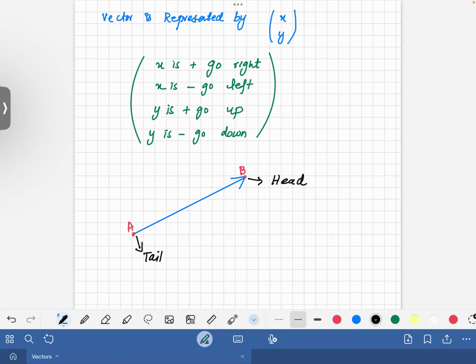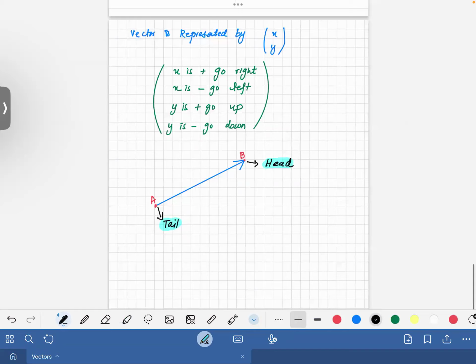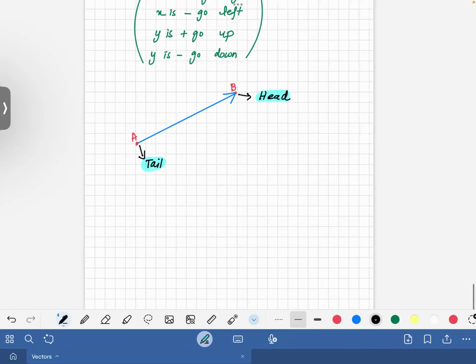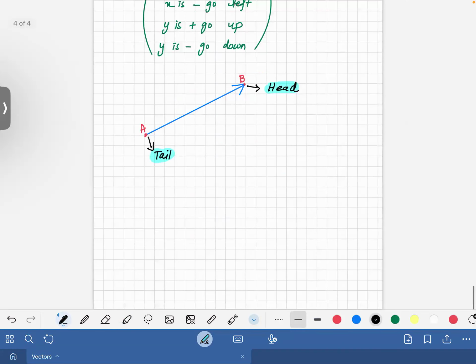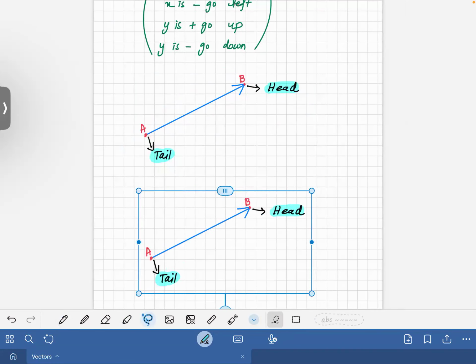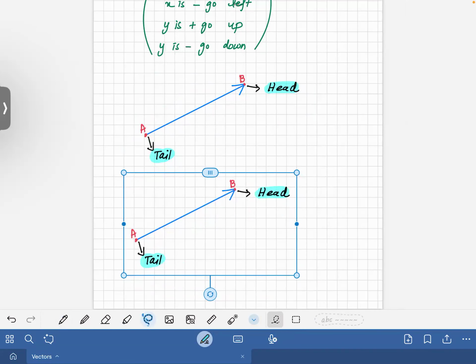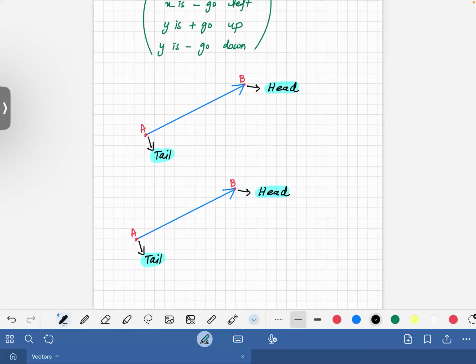This is what head and tail. So इसको tail बोलते हैं और इसको head बोलते हैं. ठीक है? Now once we have this idea, what I can do is I can just calculate what that vector is. तो ये vector क्या चीज है?